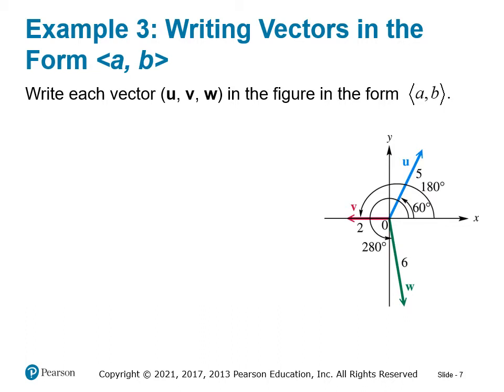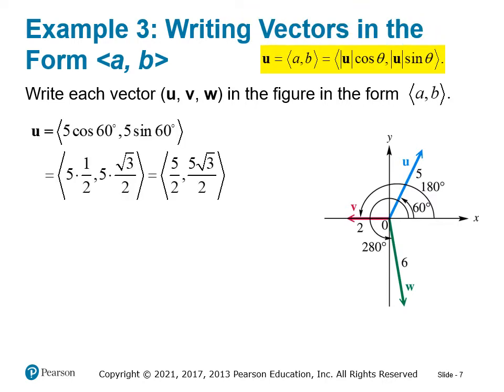Write each vector in the figure in the form AB. So here we're just trying to convert, for example, U is a magnitude of 5 at 60 degrees. So we're just going to convert each of these into rectangular coordinates. Instead of polar coordinates, magnitude 5, angle 60, we want it in terms of x and y. U cosine theta, U sine theta. And so here we get 5/2, 5 square roots of 3 over 2.